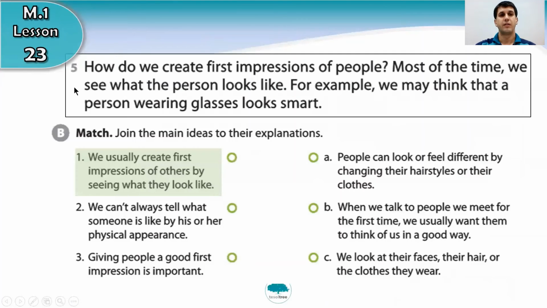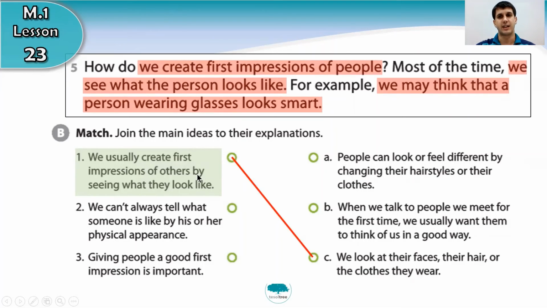Part B. We did this yesterday again. As an example, number 1, we usually create first impressions of others by seeing what they look like. So this idea matches to the explanation C. We look at their faces, their hair, or the clothes they wear. Here we can see. How do we create first impressions of people? We see what the person looks like. We may think that a person wearing glasses looks smart.